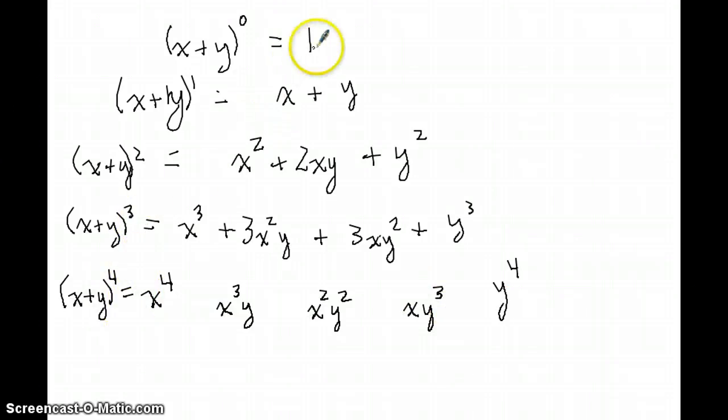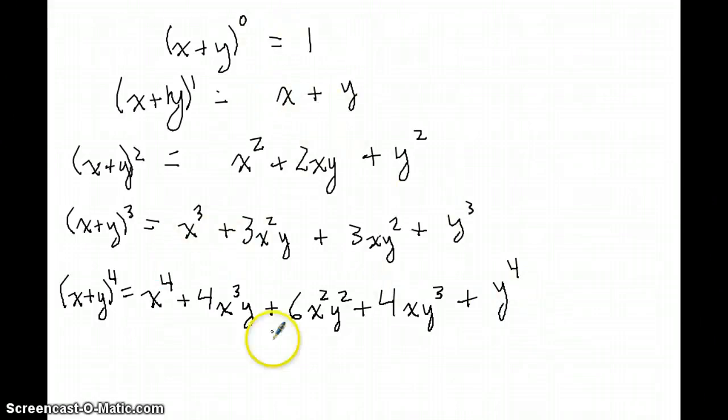But the coefficients, if you haven't noticed, there's a whole lot of ones on the end. The middle gets a little bit interesting. This one's going to be 4. Of course, this is plus, so everything's plus. This one's going to be 6. See what I'm looking at here? This is going to be 4. And this is just y to the fourth. Okay, so if you haven't noticed yet, Pascal's triangle is all in here.